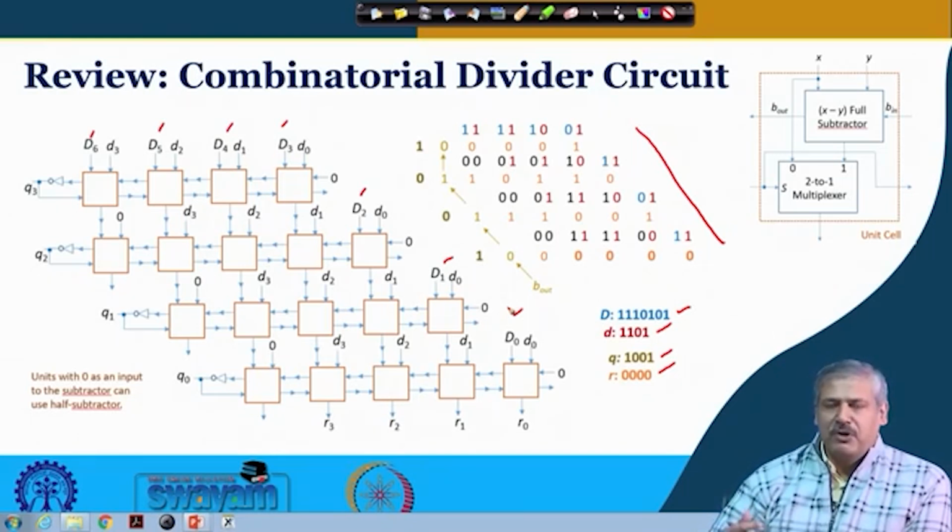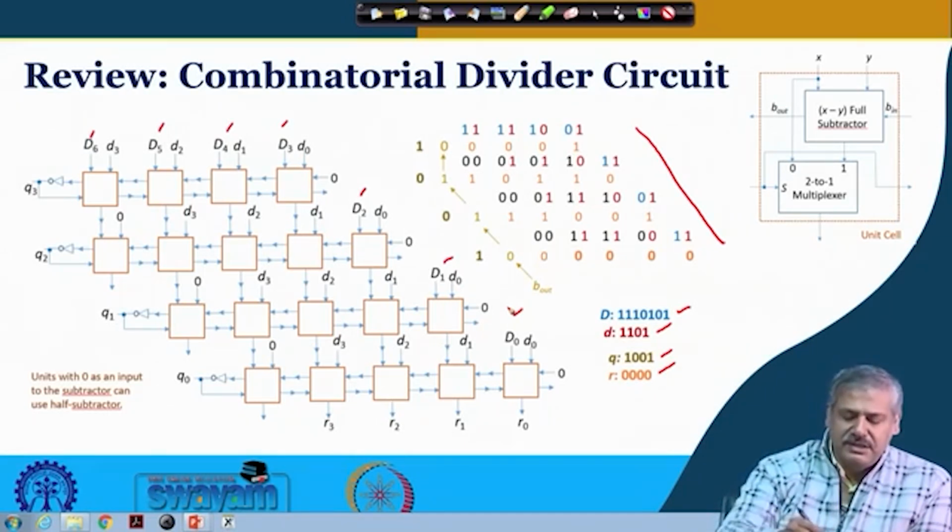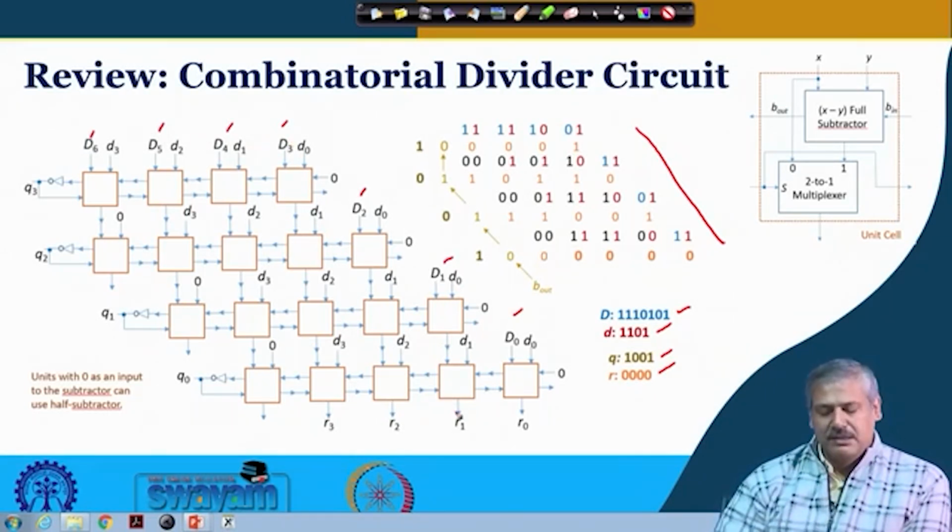This is important because in the next circuit, the sequential logic based circuit, we also see that initially D6, D5, D4, D3 are there, these 4 bits. Then D2, D1, D0 are there. So, this is a 7 bit number getting divided by a 4 bit number, this is a specific example. You can extend it for 8 bit and other cases.